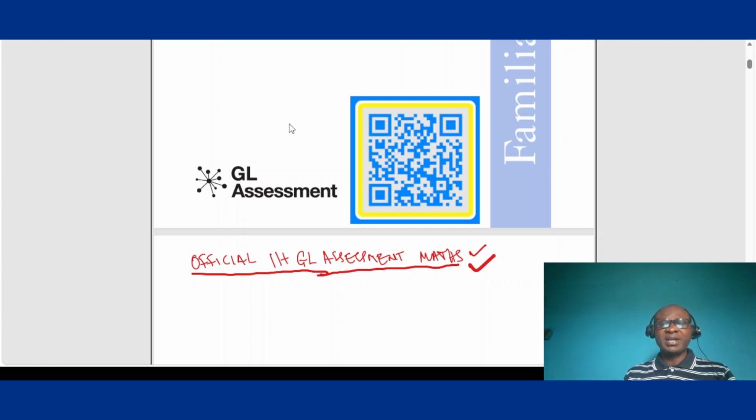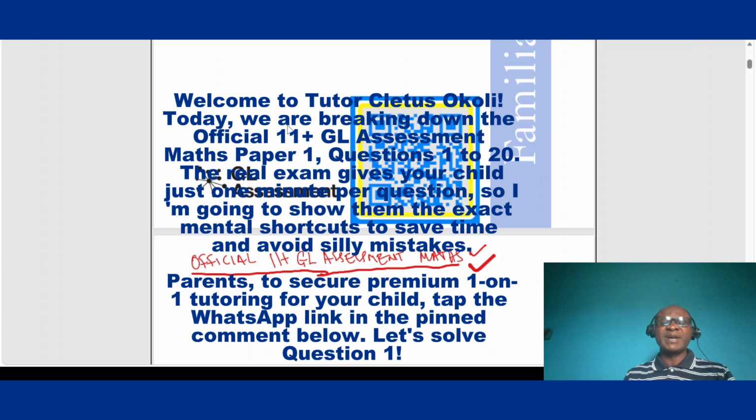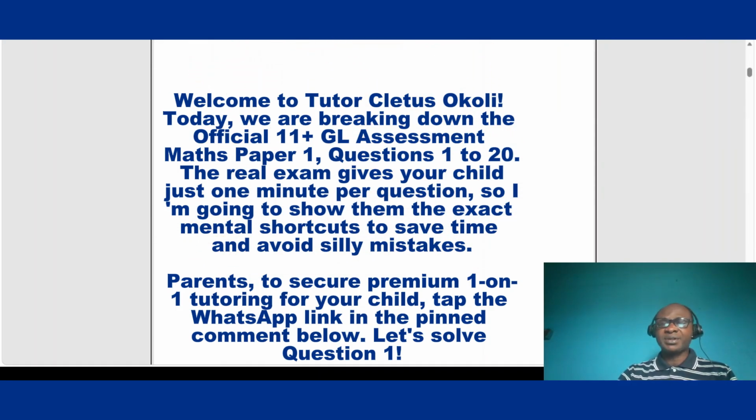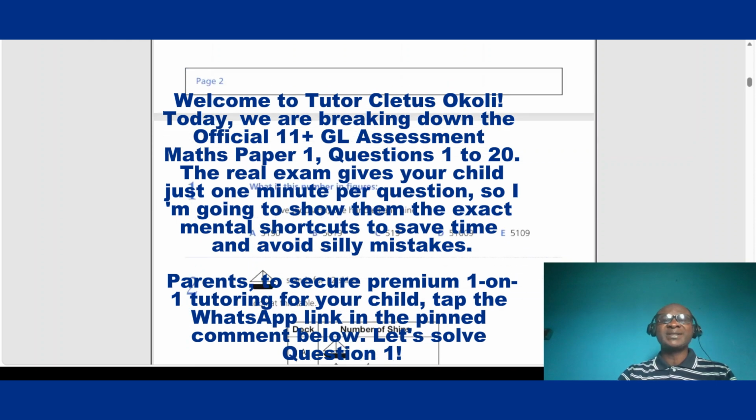The official 11 plus GL assessment mathematics, paper 1, part 1. I will be solving in this part 1 numbers 1 to 20. Remember, this paper 1 has questions from number 1 to 50, but I'll be breaking it down from 1 to 20, then from 21 to 35, and from 36 to 60.